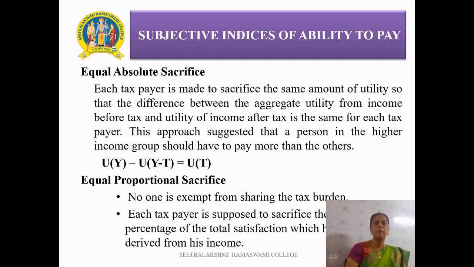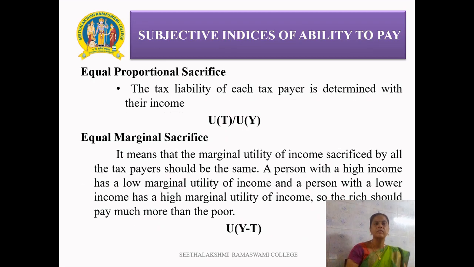Then equal proportional sacrifice. Under this approach, no one is exempted from sharing the tax burden. Each taxpayer is supposed to sacrifice the same percentage of total satisfaction which he would have derived from his income. The tax liability of each taxpayer is determined with their income. It is symbolically expressed by u of t divided by u of y. This condition is same for all taxpayers.